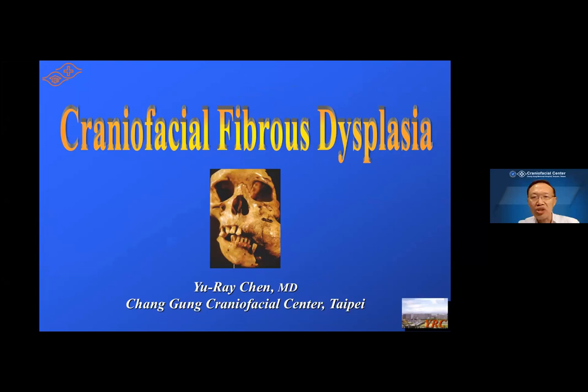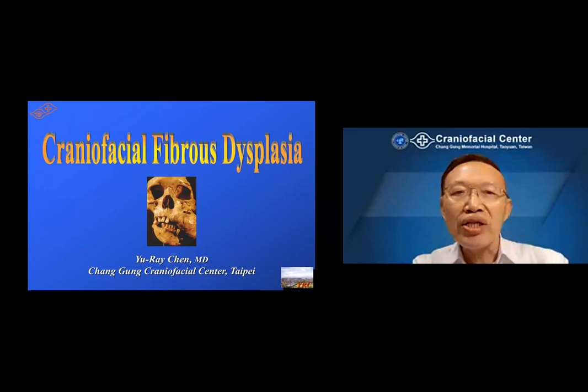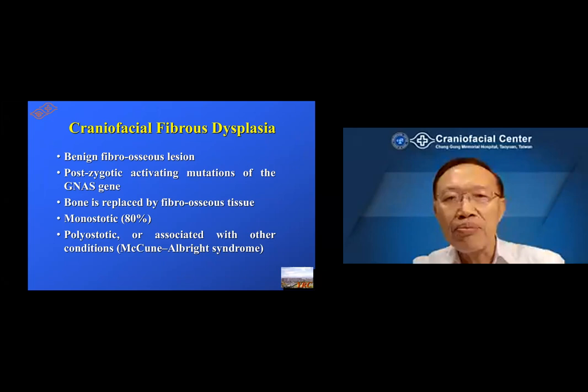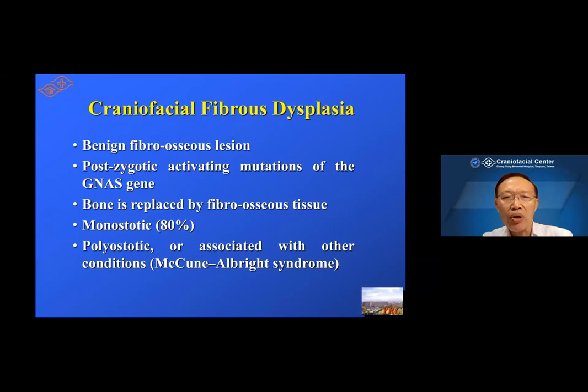This is craniofacial fibrous dysplasia. It begins with a fibro-osseous lesion, mostly because of a gene mutation, and the bone is replaced by fibro-osseous tissue, either in the cranium or the body. It is classified as monostotic, which is about 80%, or polyostotic, which is smaller in proportion, and sometimes associated with a condition called McCune-Albright syndrome with endocrine problems.